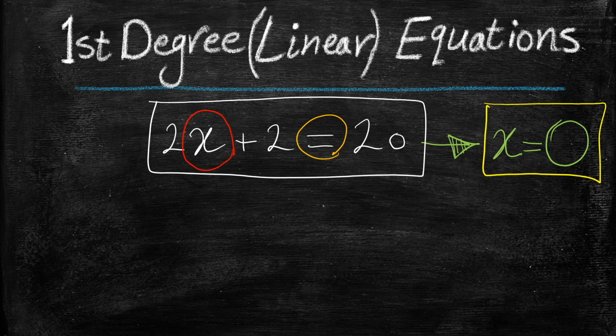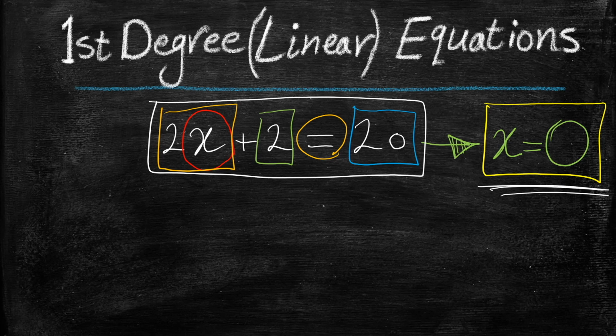Okay. On the left hand side, I have 2 times x. This is one term, 2 times x. And the other term is 2. On the right hand side, I have one term only, that is 20. So, first of all, to get to x equals something like this, to solve x, I need to isolate x on one side, right? I need to isolate x. So I need to declutter anything that is on the left hand side so that I can isolate x.